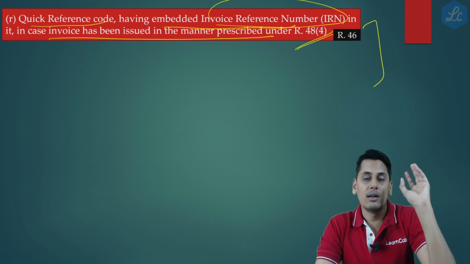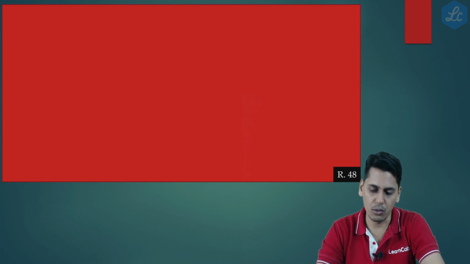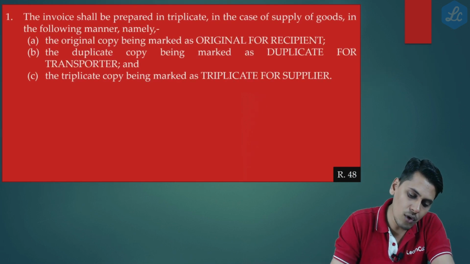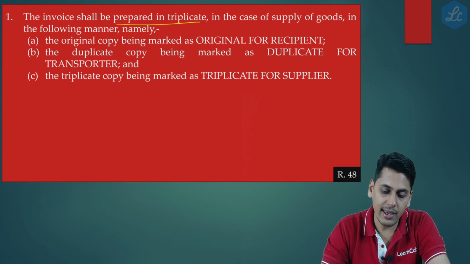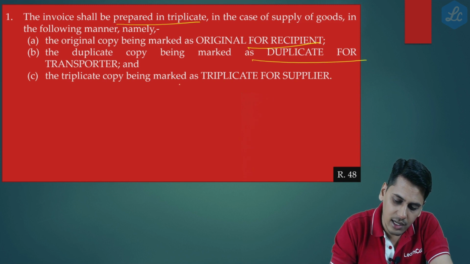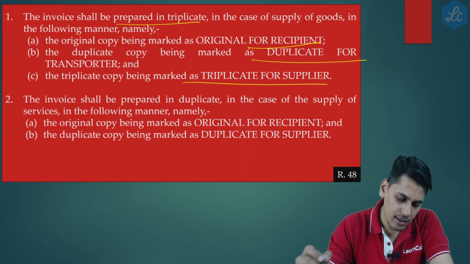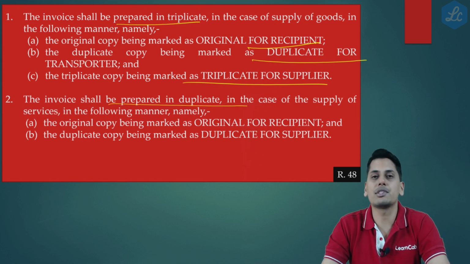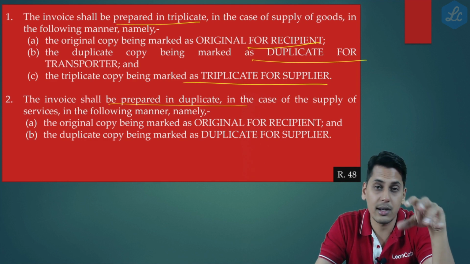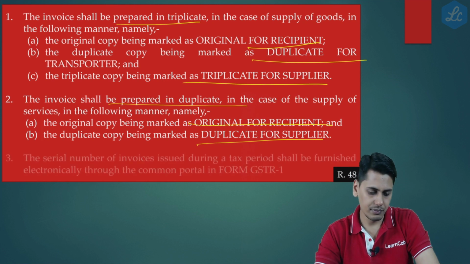So friends, let's see what is 48 sub rule 4. Now before proceeding to 48 sub rule 4, let's have a brief look at 48 sub rule 1, sub rule 2 and sub rule 3. 48 sub rule 1, the invoice shall be prepared in triplicate in case of supply of goods, original for the recipient, duplicate for the transporter and triplicate for the supplier. 48 sub rule 2, the invoice shall be prepared in duplicate in case of supply of services. Naturally, for supply of services, there is not going to be any transporter. So, you have original for the recipient and duplicate for the supplier.